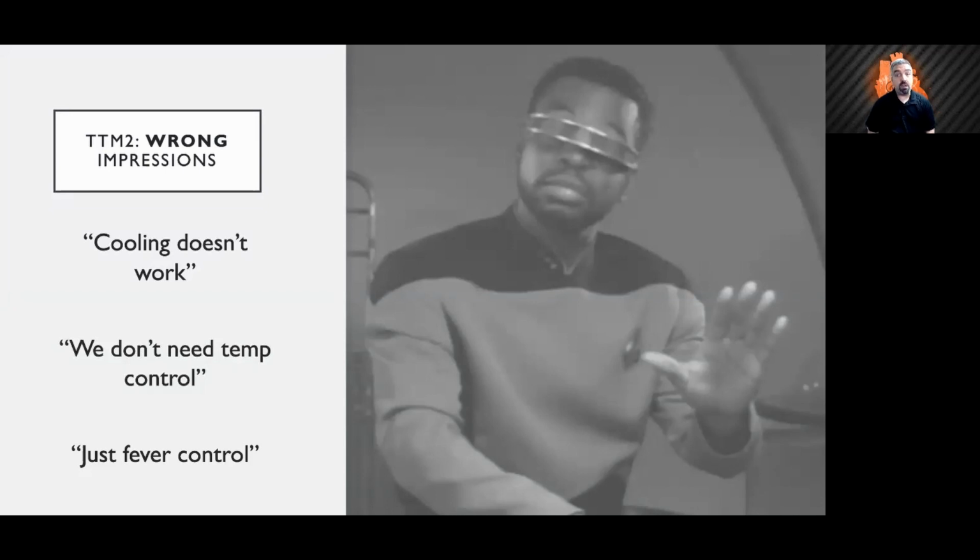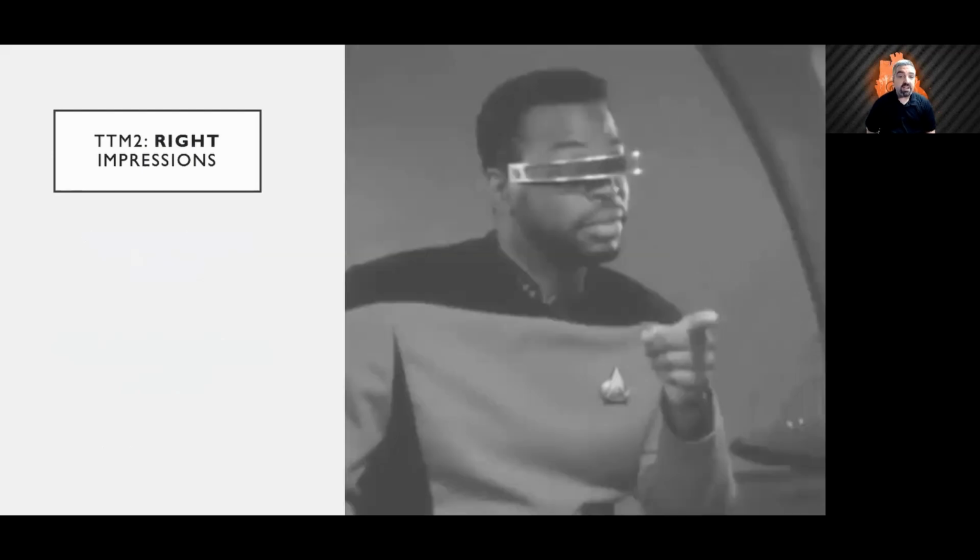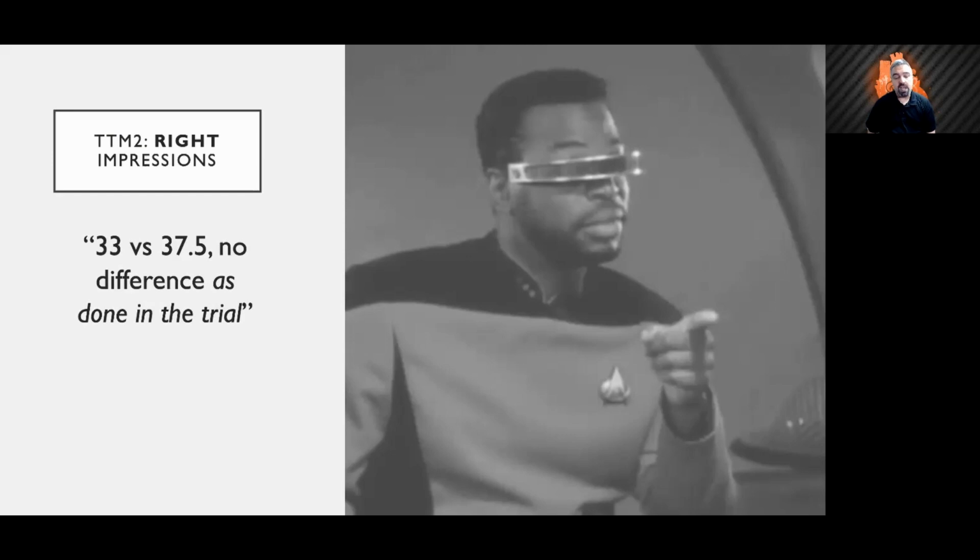And again, these are things that the authors have stated in interviews that they're concerned people are taking away from the trial. The right impression that you should be focusing on from the TTM2 trial is that 33 versus 37.5 has no difference in outcomes as it was done in the trial. What I mean by that is that cooling was not achieved on these patients until 1 to 3 hours post-arrest. The physiologic studies, the animal studies that were the evidence to go forward with cardiac arrest cooling all looked at immediate cooling, intra-arrest cooling, or pre-arrest cooling.